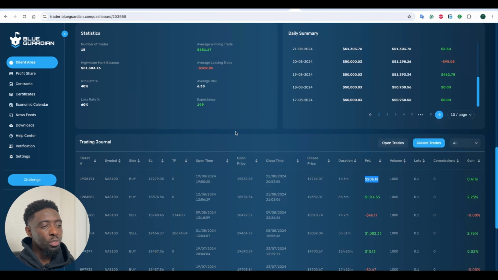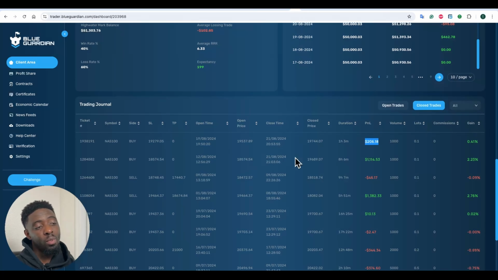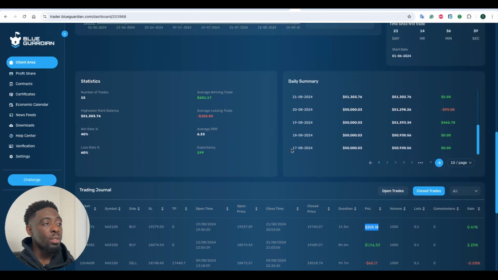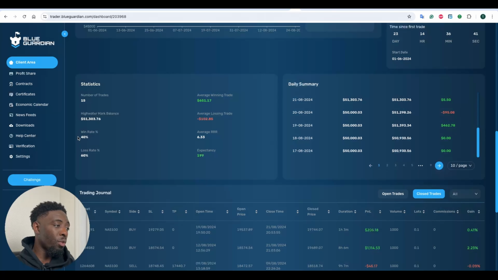So we'll do this real quick. So that's a trade idea. I sat in this for like 9 days, made over 1,200. The scaling didn't go as planned. So let's look at this. The win rate is 40%, loss is like 60. That's okay. I've taken 15 trades on this account already.